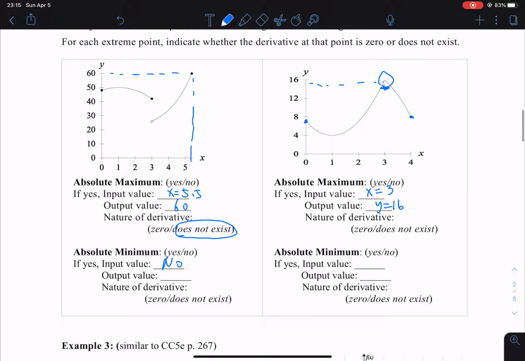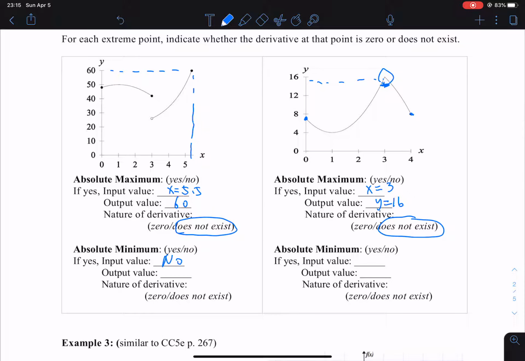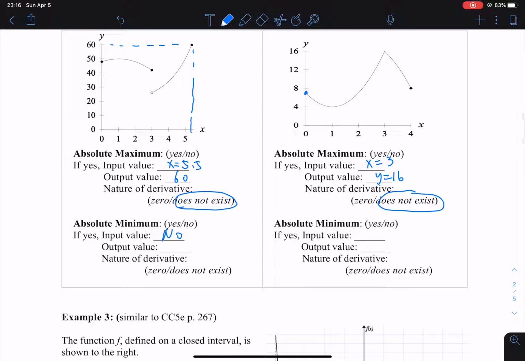And the nature of the derivative: it does not exist, because this is a sharp corner, and the derivative of a sharp corner does not exist. And for the absolute minimum point, we use the same trick. This is the first critical point, and now we have the second critical point, because for this one we have a horizontal tangent line. That means the derivative is 0, and then we know this is a critical point. After you check it, we know this is a relative minimum point.